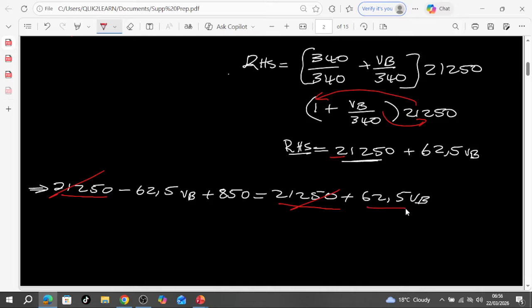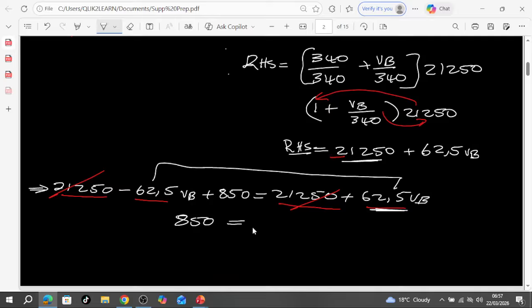The 62.5 and the 62.5, these are the like terms. So I need to bring them to one side and then add them, because one is negative on the right hand side and the other is positive. When the other one goes to this side, it will be positive 62.5 plus positive 62.5. So this side I'm left with 850 equals, I take this and add it with that, which gives us 125 VB.